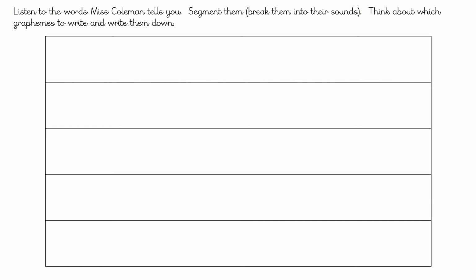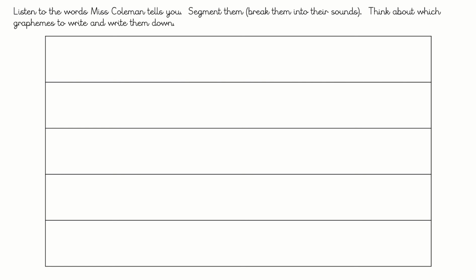Right. So I'm going to say there are only 5 words. I want you to pause it after I say each word and have a go at writing it. So the first one is swamp. Pause the video, segment it, think about the graphemes and write them down. Swamp.